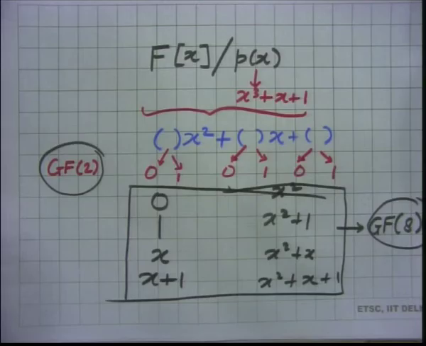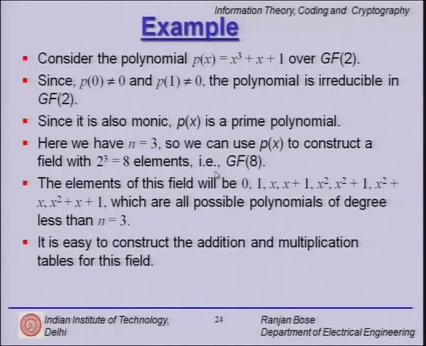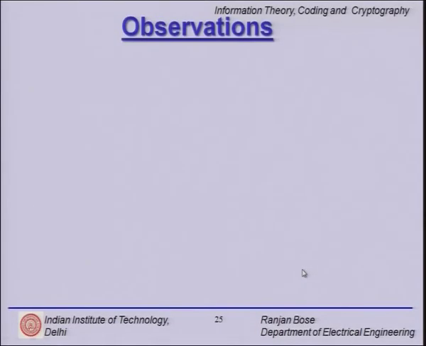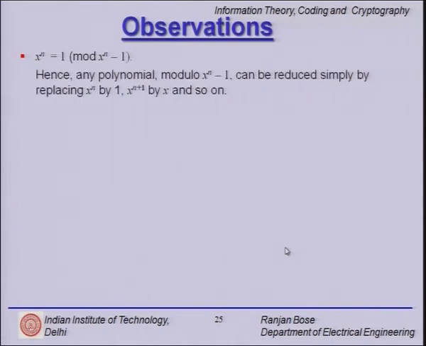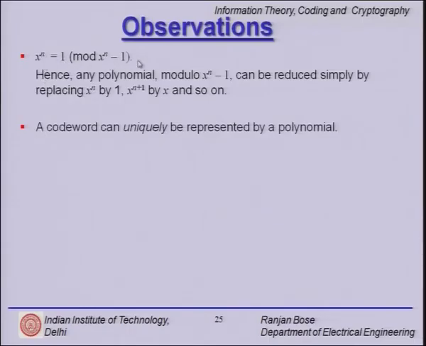Now, we come back to the slides and we say that it is easy to construct the addition and multiplication tables for this field. Now, we do a few observations because we should not forget our end goal, which is to link it to cyclic codes, and we are almost there, just a few more mathematical tools and then we are ready to go. So, please note that x raised to n is equal to 1 modulo x^n minus 1. So, this x^n minus 1 will become a very interesting polynomial for us.